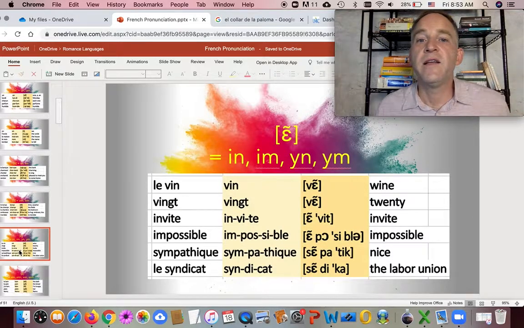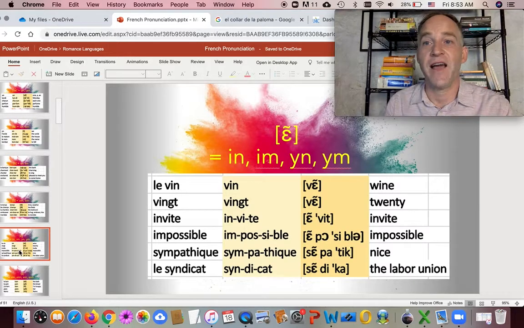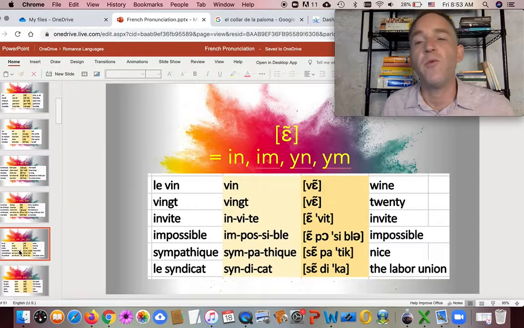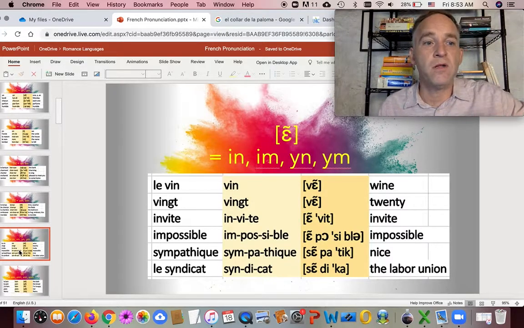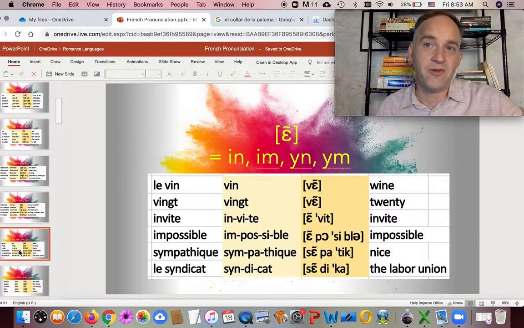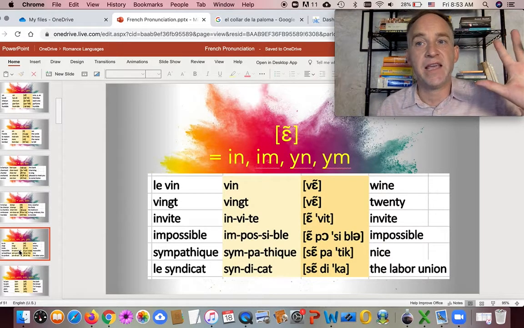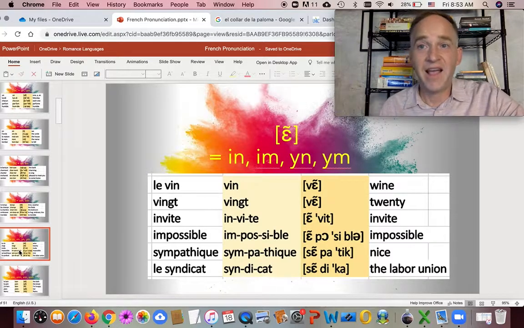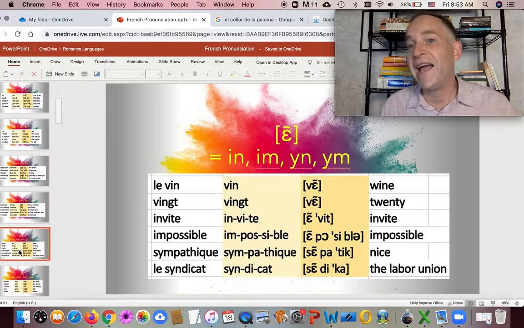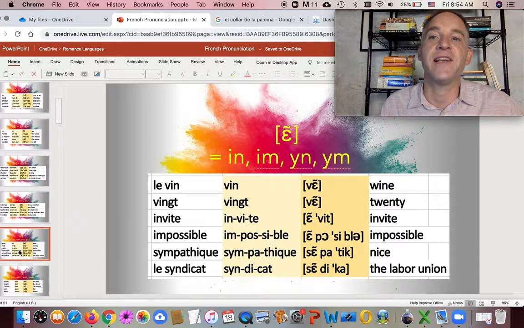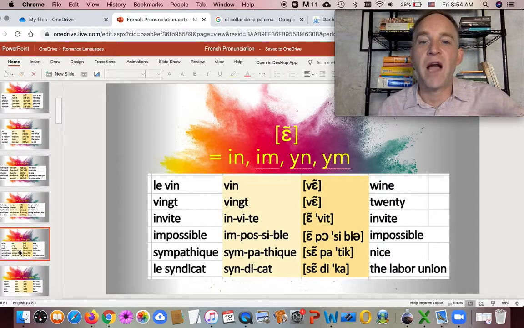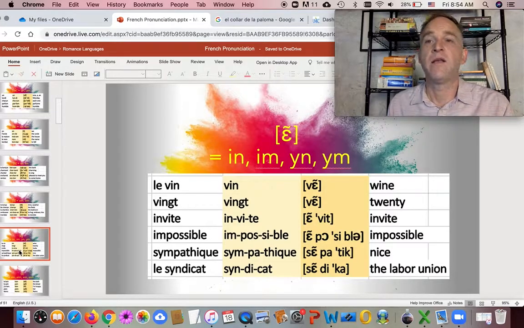Excellent. Moving on. This is the last of the four sounds. This is un. And there are a bunch of ways to spell this. The primary ones, of course, is just a single vowel, as all of these have been a single vowel with an N or an M. This is the last one that has more spellings, but just keep in mind the five vowels, A, E, I, O, U. This one, un, is any I-N, I-M, or Y-N, Y-M. Y is sometimes a vowel, as we know in French and English. So when you see YN or any of these four, it's un, such as le vin, vin, invite, impossible, sympathique, le syndicat.